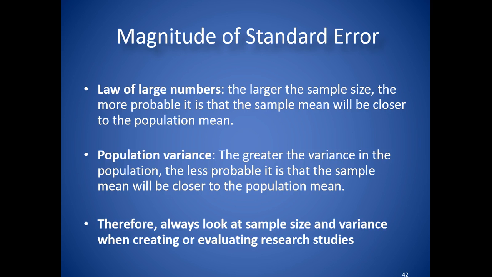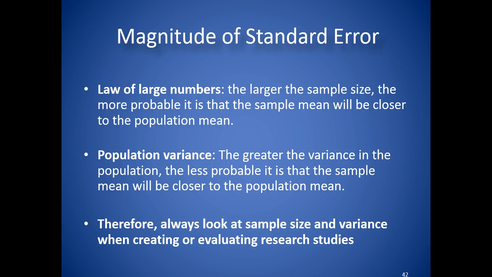The second concept is population variance. The greater the variance in the population, the less probable it is that the sample mean will be closer to the population mean. If you have a small sample, you will have a big population variance. So what this means is that if your variance is actually very wide, you only need a small sample to detect that difference, because you have such a great dispersion of the variability of your population mean versus your sample mean.